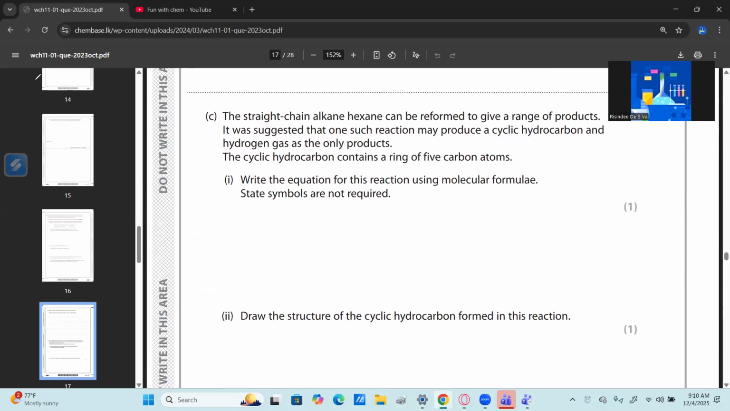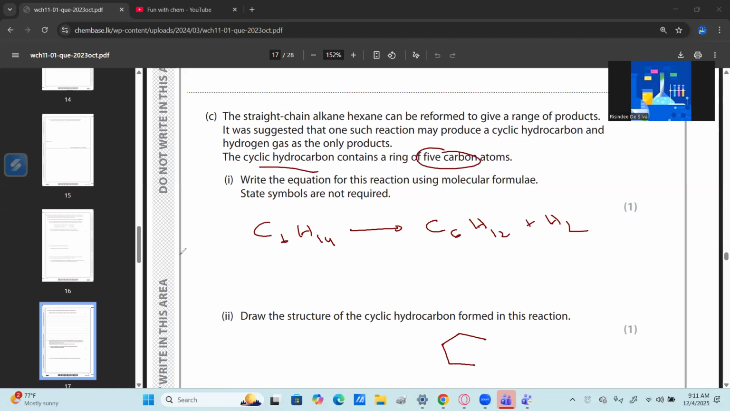Write the equation for this using the molecular formula. The straight chain hexane, hexane is C6H14, will form a cyclic. Cyclic means C6H12 plus hydrogen. Draw the structure of the cyclic hydrocarbon. So you can draw a cyclic hydrocarbon that contains a ring of 5 carbons only. Then we should have a branch chain because the molecule has 6 carbons. So 1, 2, 3, 4, 5 with a branch chain.